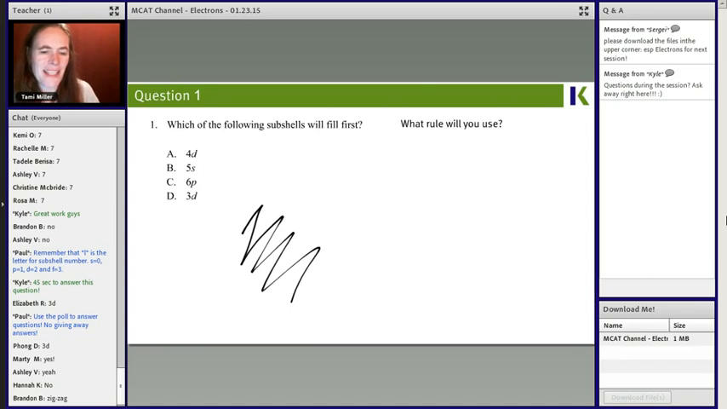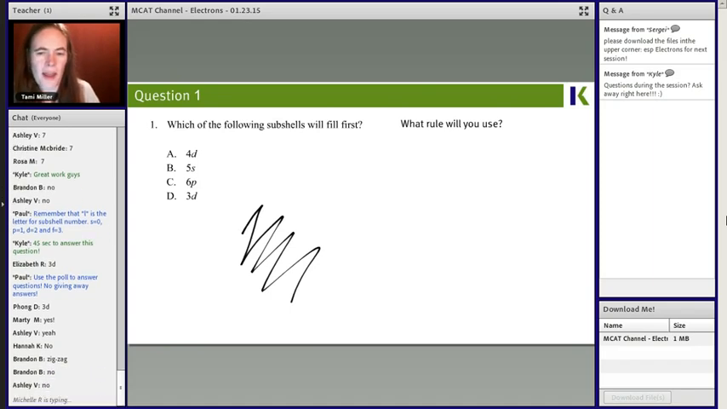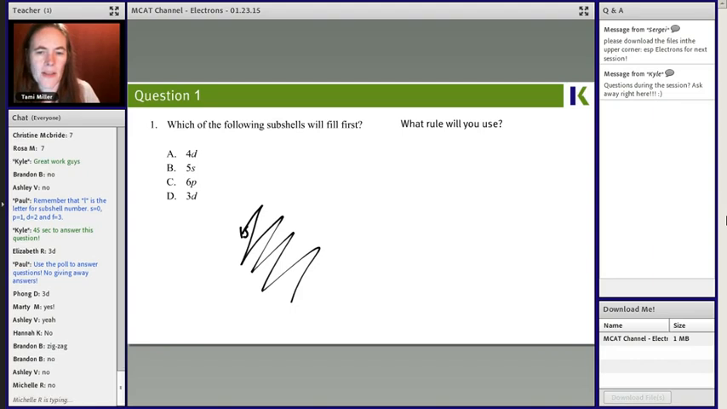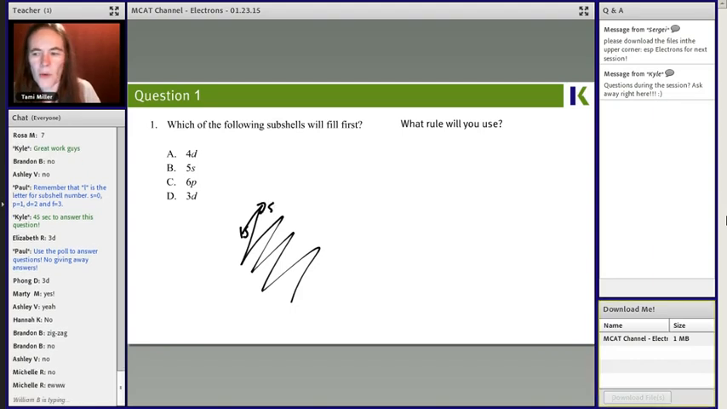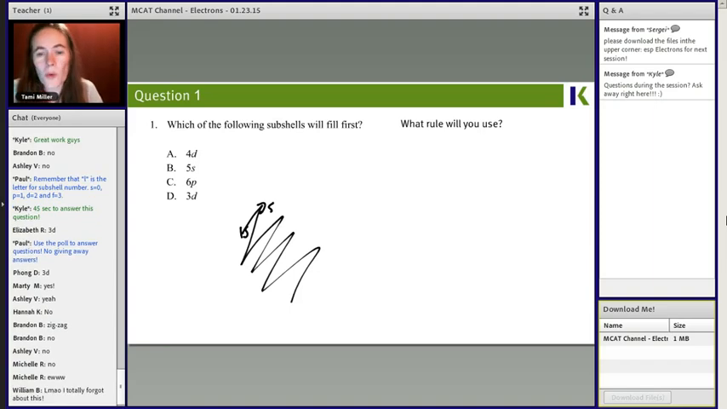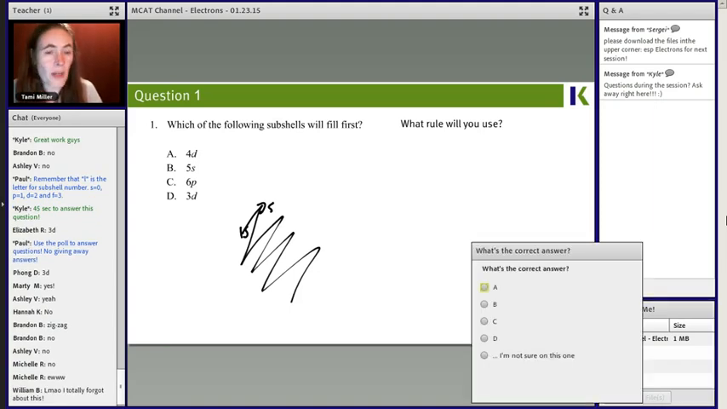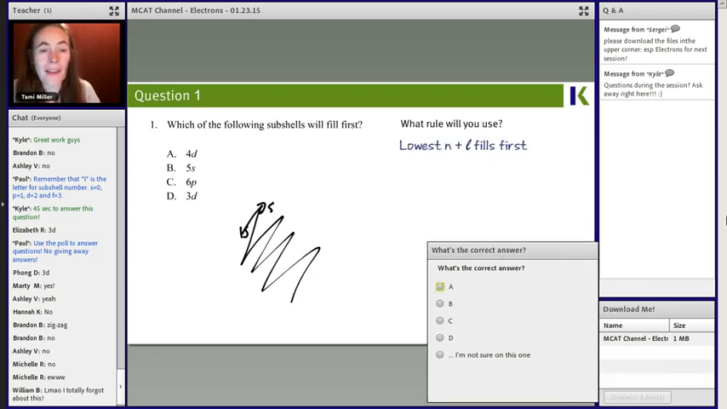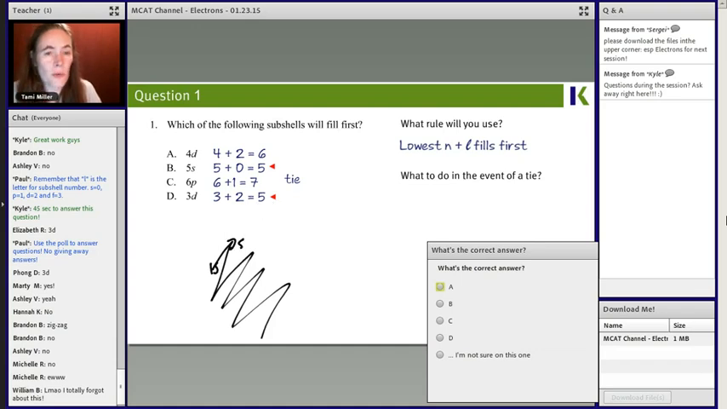Am I going to take the time to draw that Christmas tree and say 1S, 2S? Oh, goodness, no. It is absolutely not worth it. So what is the other rule that I can use? Well, that's going to be the N plus L rule. That makes sense. N is our number, L is our subshell. So remember, S is 0, P is 1, D is 2, and F is 3. When we go through and we do that, notice what we have. Notice that we have a tie. So whichever is the lowest energy will fill first.